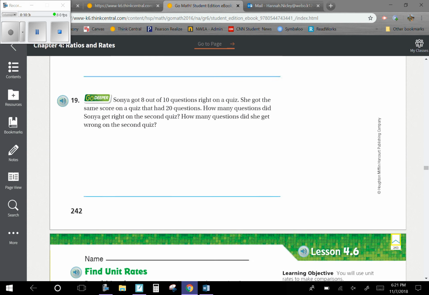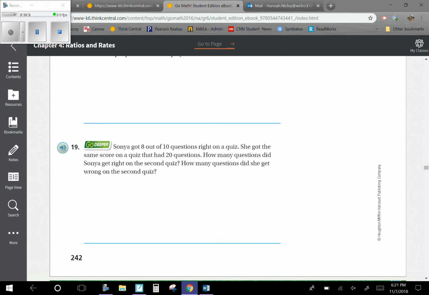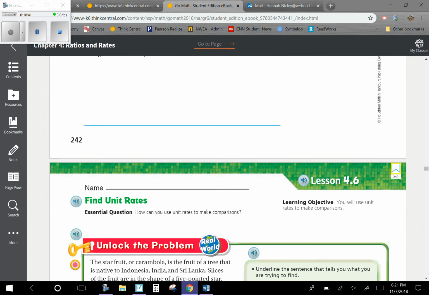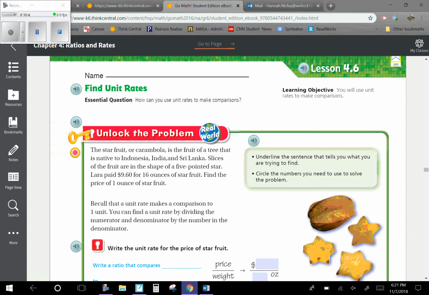Again, our objective was that you will use unit rates to make comparisons.